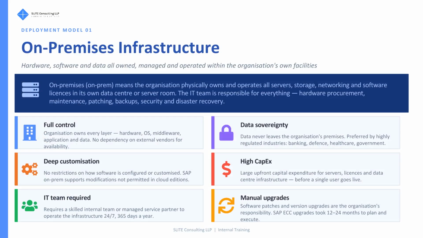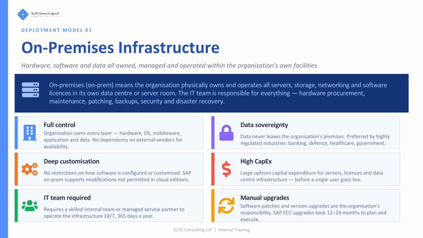In the on-premises model, the SAP software is installed on servers the customer owns or leases, housed in the customer's own data center. The customer's IT team or an outsourced partner is responsible for the hardware, the operating system, the database, the SAP installation, the backups, the security patches, and every upgrade. This model gives the customer maximum control. They decide when to upgrade, what customizations to build, and how the system is configured at every level, right down to the operating system and database parameters.